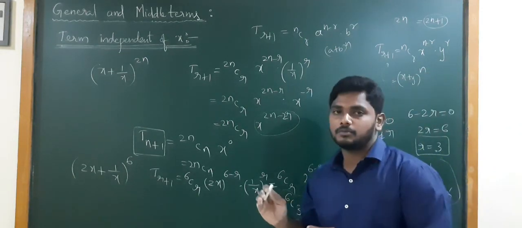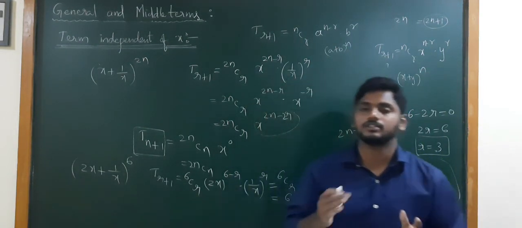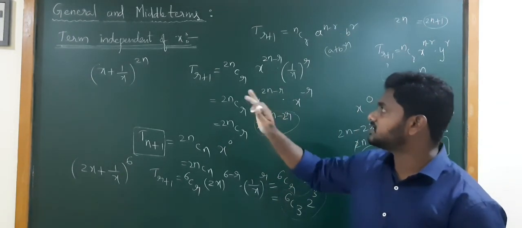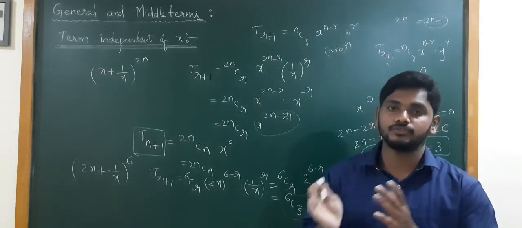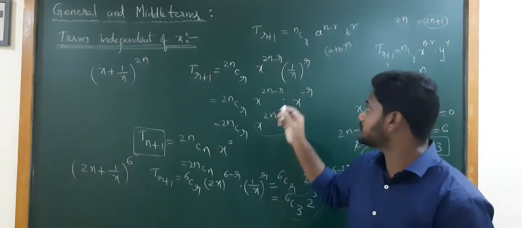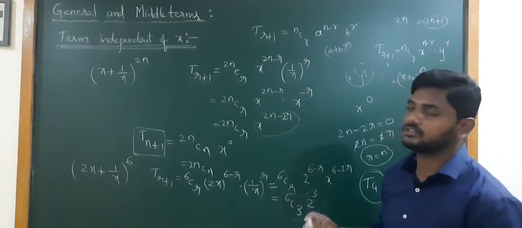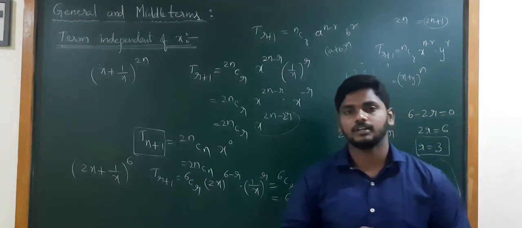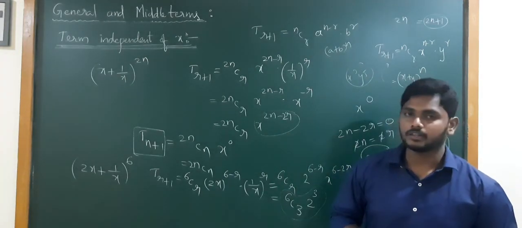Some problems I will give for assignment. Based on those assignment problems, you can get clarity on how to find the general term, middle terms, term independent of x, and coefficient of some terms like the coefficient of x cube into y power 5. How to find all those, based on the assignment problems. If you solve by your own, you can understand this binomial expansion, binomial theorem very clearly.